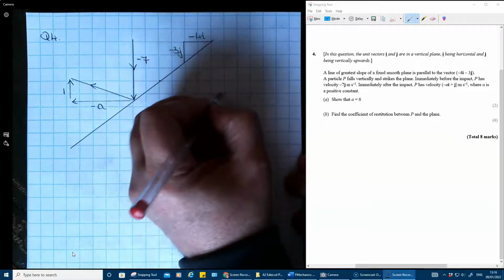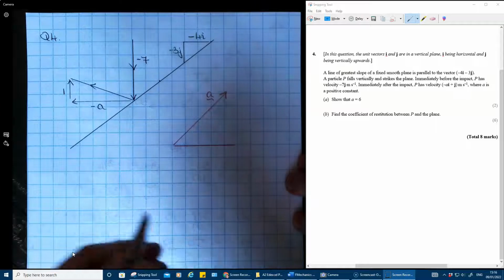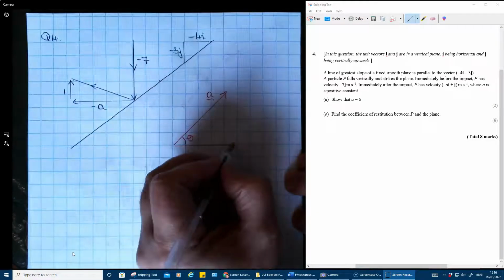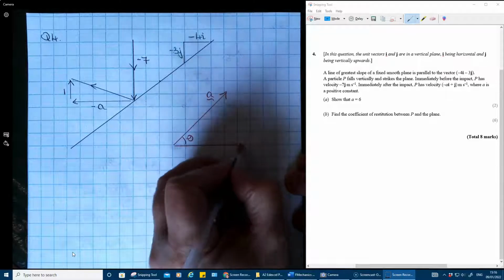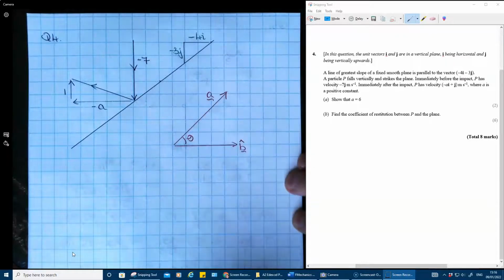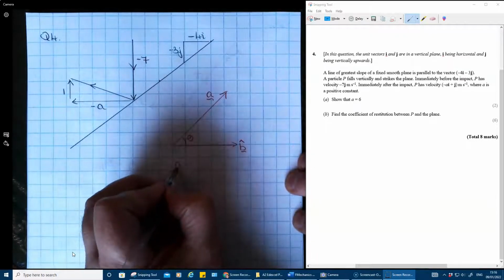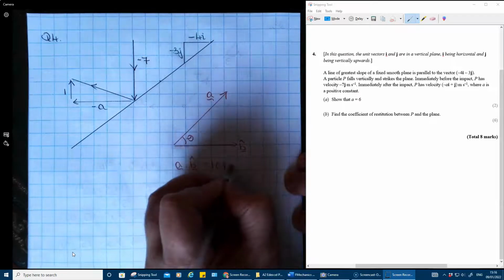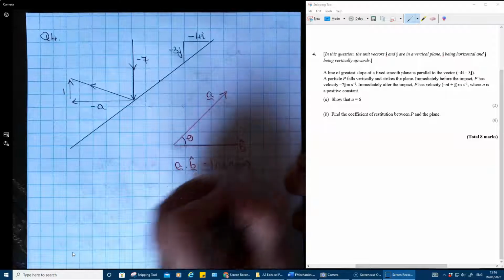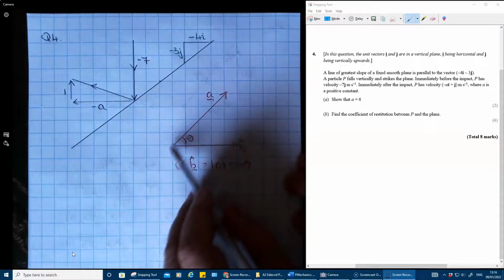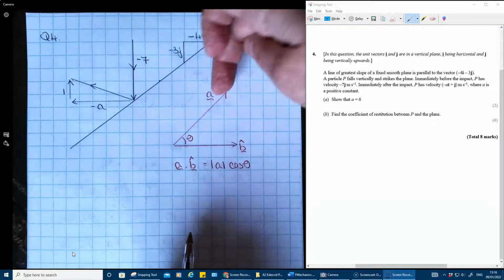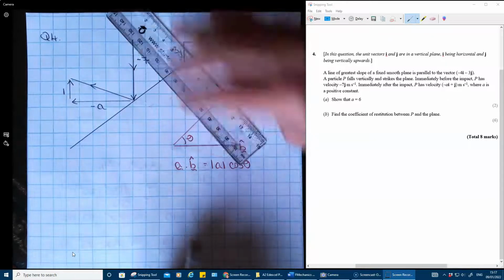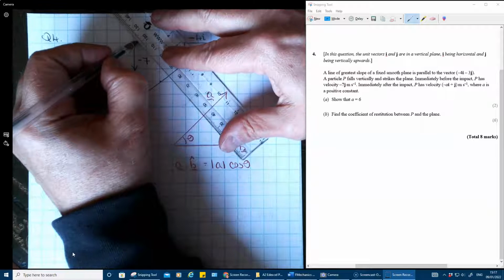If we've got any vector A, theta, and I'm interested in, this is B. If I make this a unit vector, then I get A dot B is the magnitude of A times cos theta, because the magnitude of B would be 1. So what this will do is give me the distance, this component along this line here.